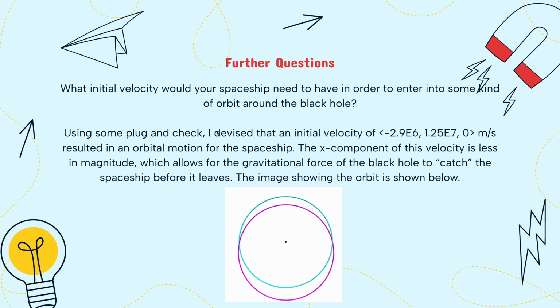And then for the second question, where we want an orbit, I just re-plugged guess and check numbers, and I got an initial velocity of negative 2.9 times 10 to the 6 for the x component and 1.25 times 10 to the 7th for the y component, and it made an orbit. But yeah, that's about it.